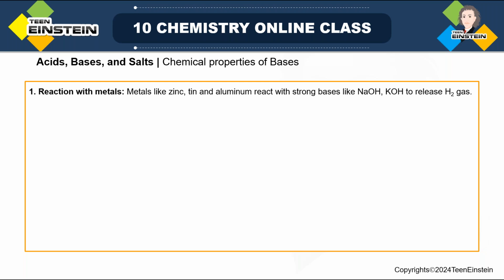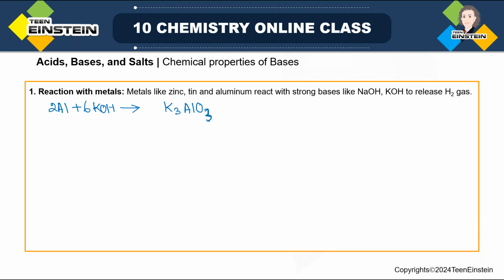Now we will start chemical properties of bases. The first reaction is reaction with metals, just as in the case of acid you have seen the same thing. So metals like, not all the metals, zinc, tin, aluminium, react with strong bases like sodium hydroxide, potassium hydroxide, and there is formation of hydrogen gas. We will take aluminium and KOH, and it will form K3AlO2. So this is actually the salt.